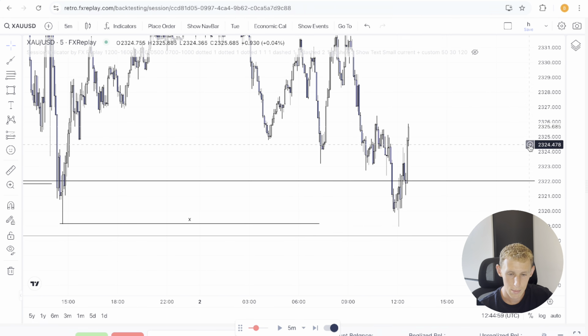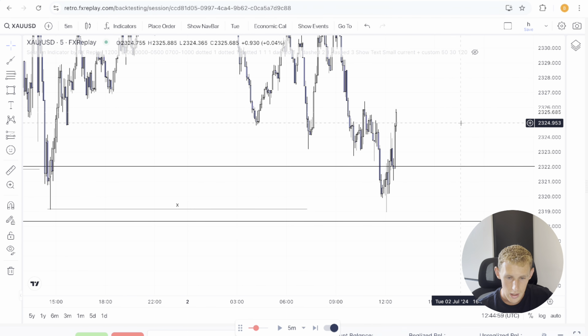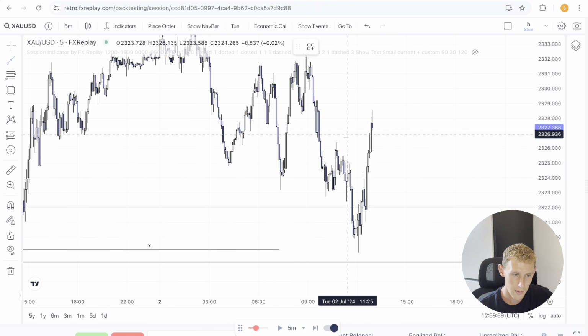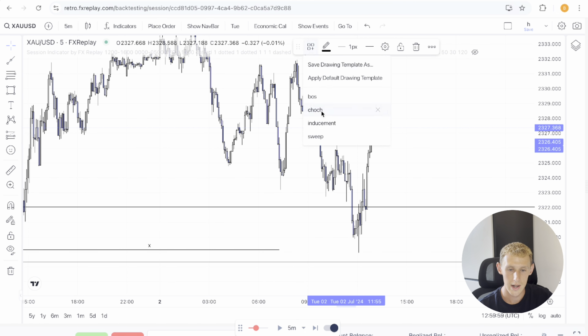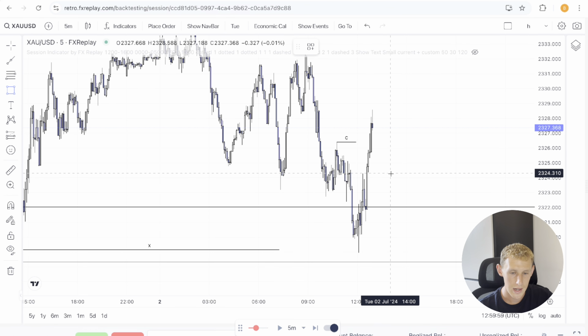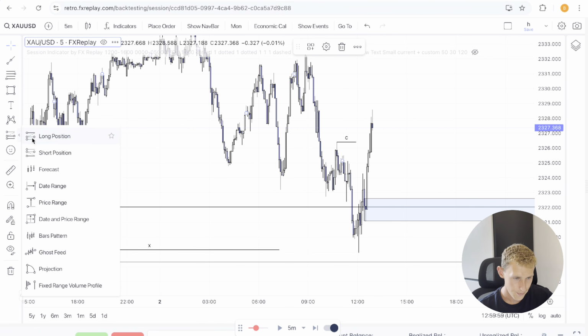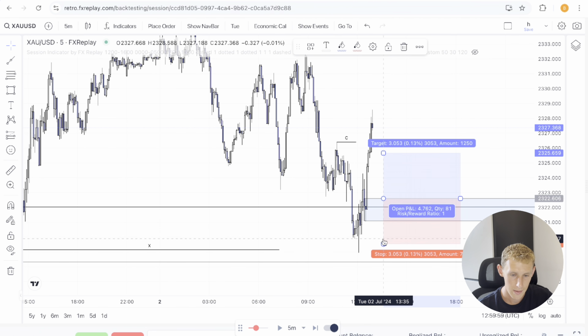So we've had a sweep of that previous liquidity. Haven't yet had a change of character. Right, there we go. That's what I was waiting for. And now we've had a change of character. And we also have a clear area of imbalanced demand. I'm actually going to refine this one just because that's a huge area. So I'm going to set a limit on this area.